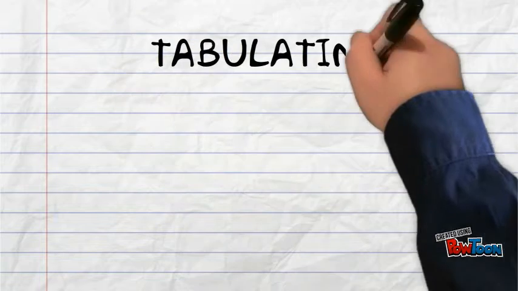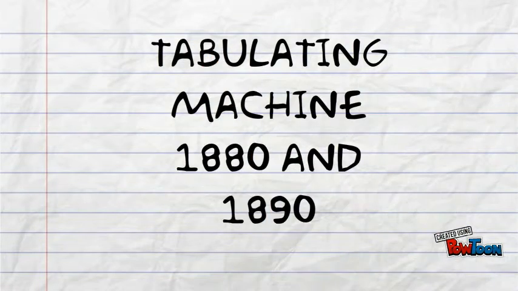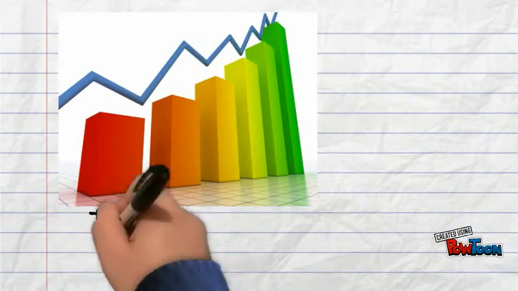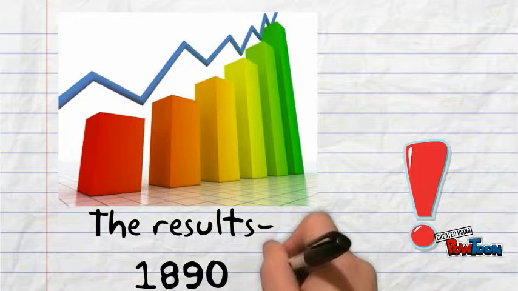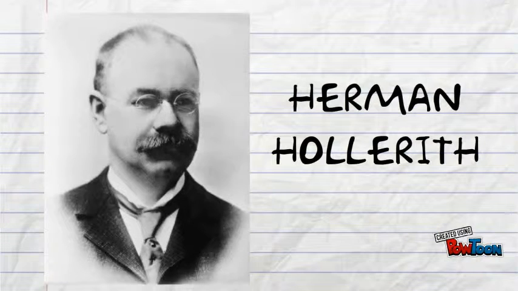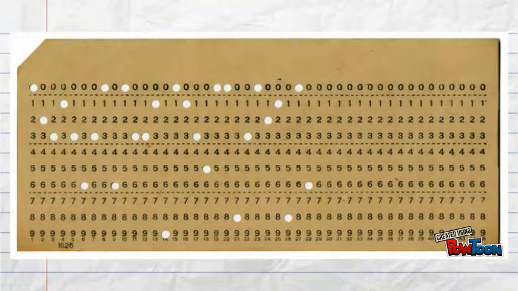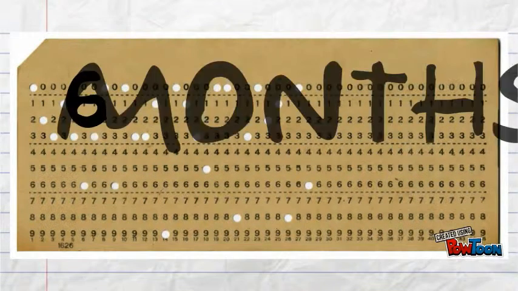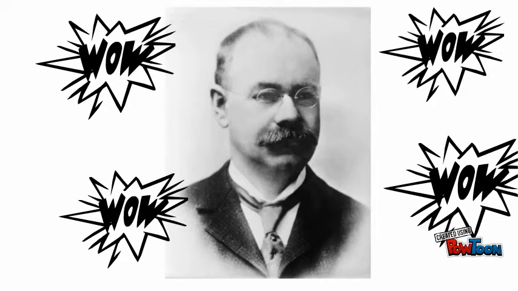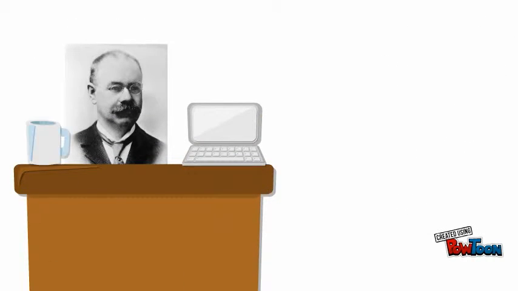Tabulating machine. In 1880 and 1890, the United States made a census. The results of the first census were obtained after 7 years, so it was assumed that the results of the census of 1890 would be obtained in 10 or 12 years. That's why Herman Hollerith proposed using his system based on punch cards. The results were obtained 6 months after the census. Seeing these results, Hollerith founded a tabulating machines company that later became International Business Machines, IBM.